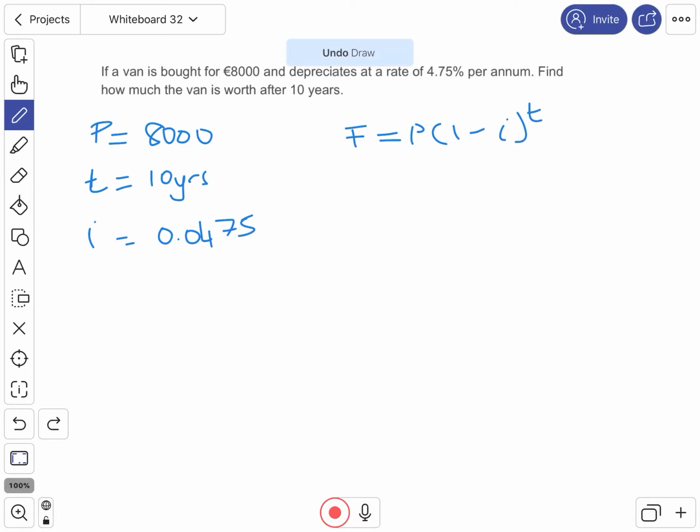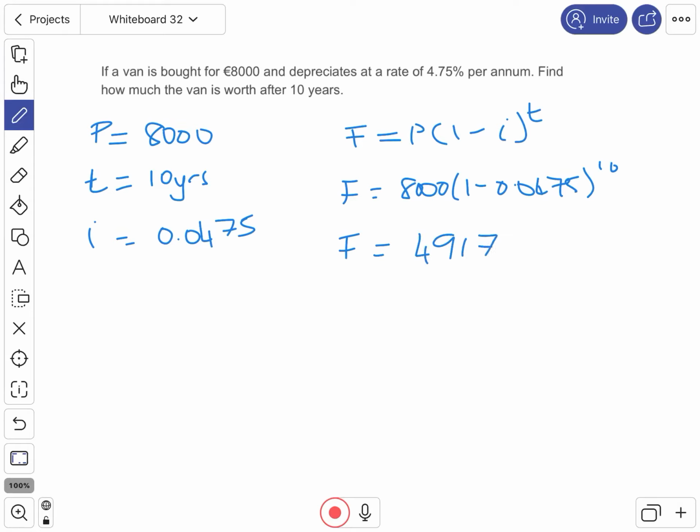And I fill this formula in. So F is going to equal 8,000 by (1 minus 0.0475) to the power of 10. Now I put the entire thing into the calculator and I get 4,917.45. And what that tells me is that after the 10 years my van is worth €4,917.45.